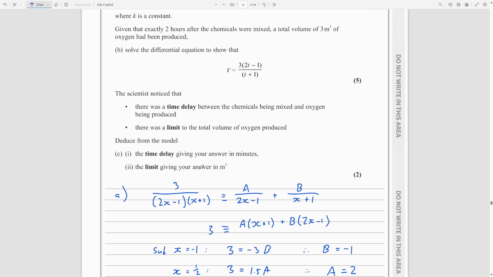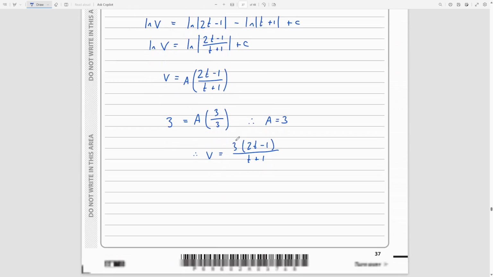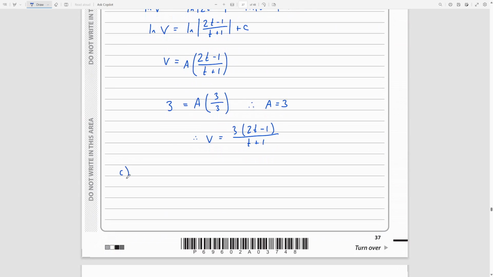Now, the limit, giving your answer in meters cubed. So this should just reach some kind of asymptotic limit. Let's just think about what that is. So let's just do each of those things in turn. So the time delay is 30 minutes, because that's when it becomes positive for the first time.